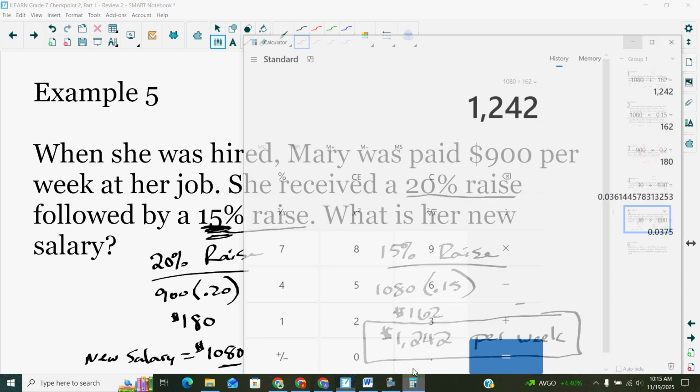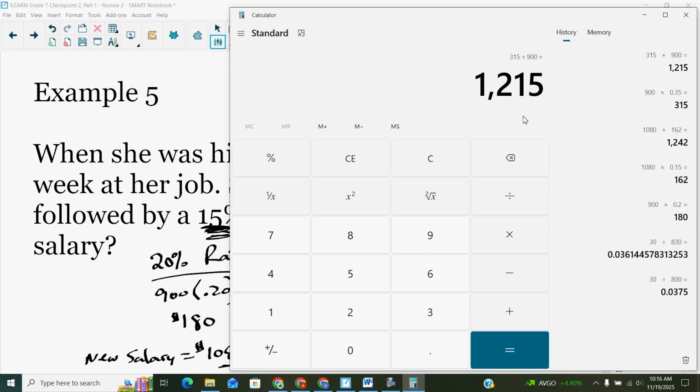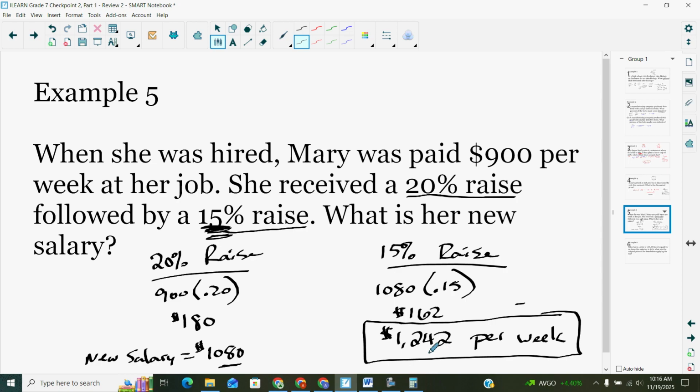Notice if I had just taken 900 and given her a 35% raise, that's her raise amount plus the 900, 1,215. Notice it's less. It's less because this 15% should be on her new salary. She would just be getting 15% of that $900 the second time had you just added them together. You cannot just add percentages together.